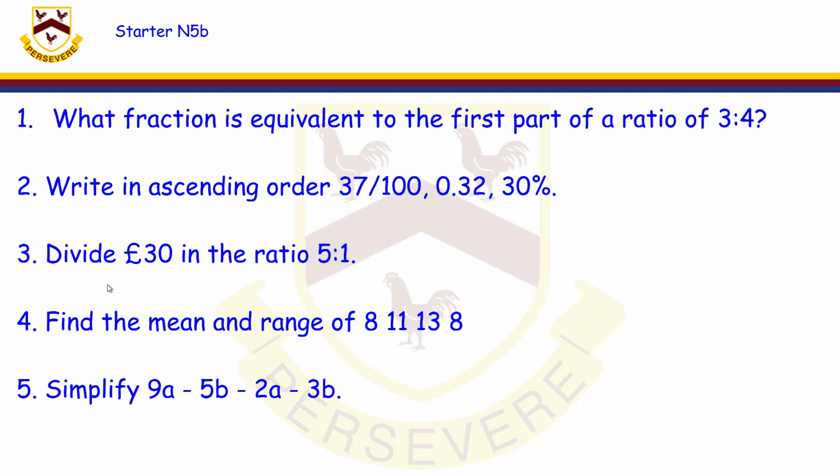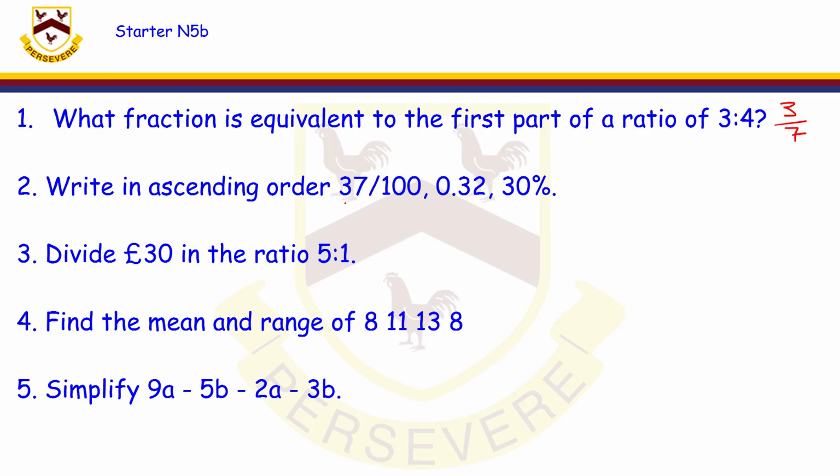Okay, so what fraction is equivalent to the first part of the ratio 3 to 4? It's 3 to 4. The total number of shares is 7, so the first part is going to be 3 out of 7. Writing in ascending order. What does ascending mean? That's right, smallest to biggest.